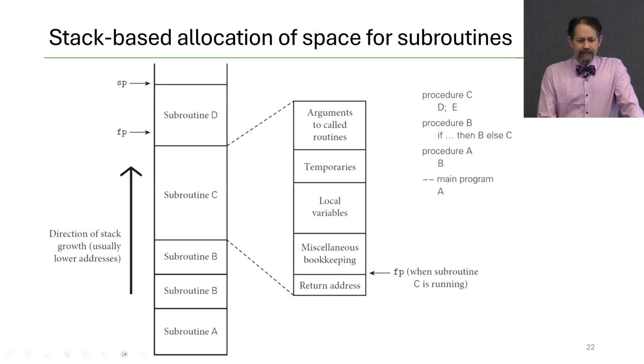Let's zoom in and look at stack allocation. So the stack of the program typically looks like this. We start with subroutine A, we allocate space for all the things it needs, and then when subroutine A calls subroutine B, we allocate space for subroutine B. We might do that again if subroutine B calls itself recursively, then we call subroutine C and subroutine D.